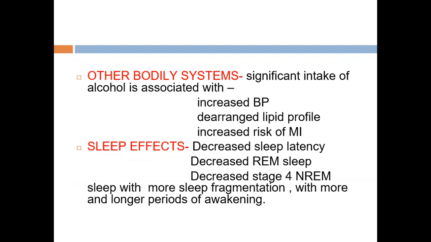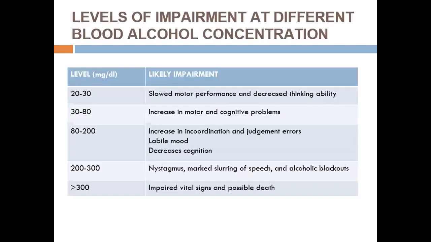Other body systems: significant intake of alcohol is associated with increased blood pressure, a rearranged lipid profile, and increased risk of MI. On sleep, it can cause a decreased sleep latency, decreased REM sleep, and decreased stage 4 NREM sleep, with more sleep fragmentation, with more and longer periods of awakening.